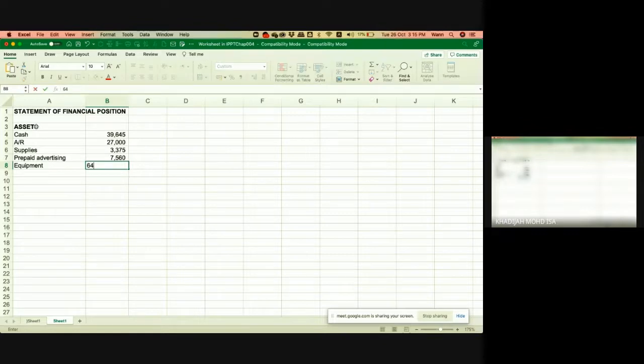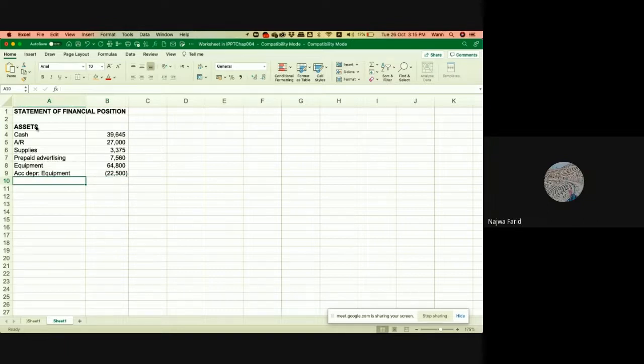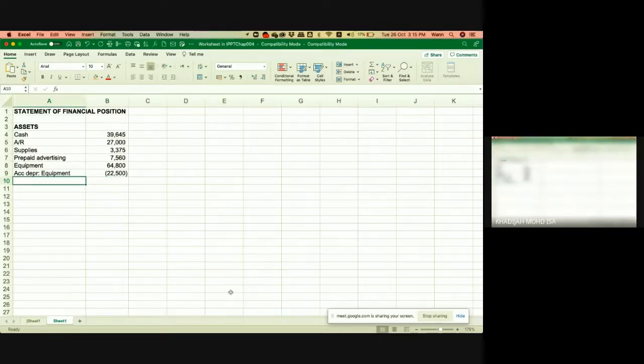64,800. Then you have accumulated depreciation for your equipment. How much is that? 22,000. Minus 22,500. Am I? Yes. Okay. Then we have unearned. Okay, unearned consulting fees is what?